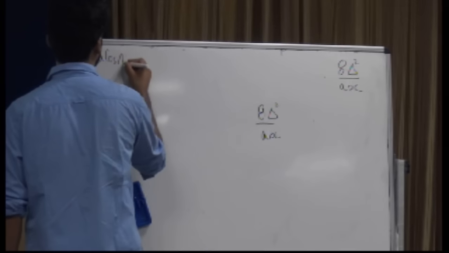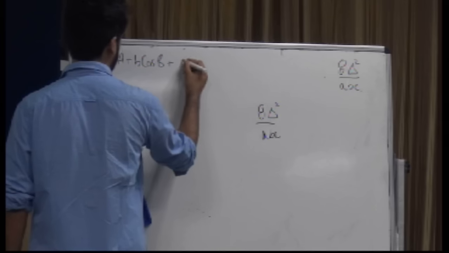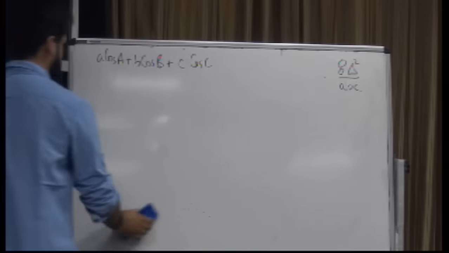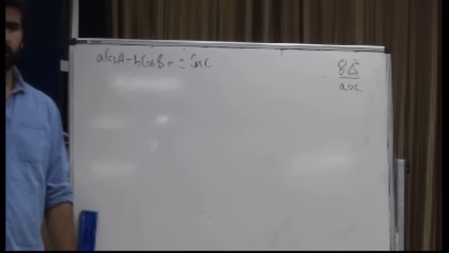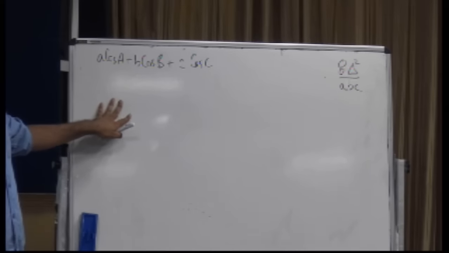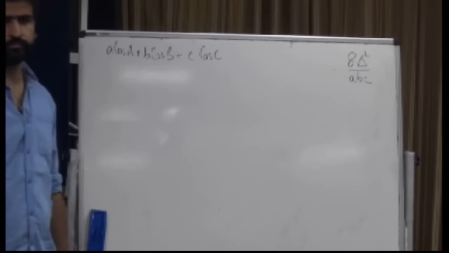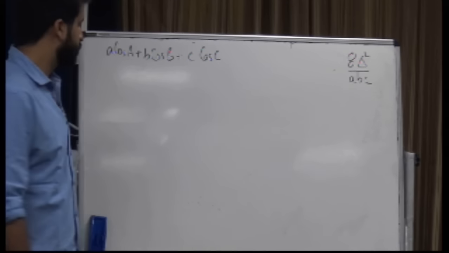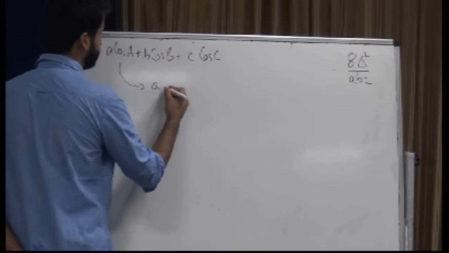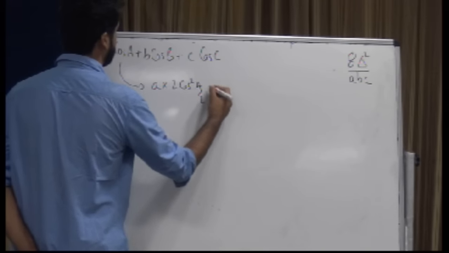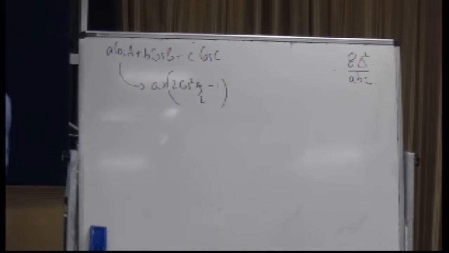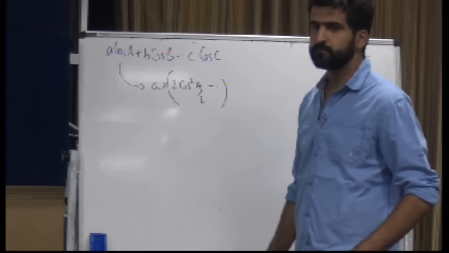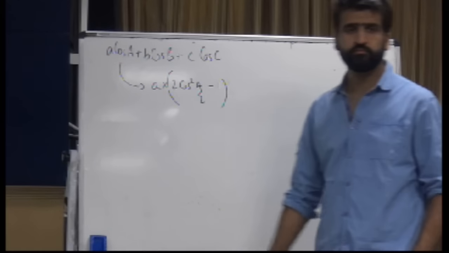We have a cos A plus... okay. We can use cosine rule or the half angle rule. How will you use the half angle rule? So cos A can be written like this: 2 cos square A by 2 minus 1. Understood? The formula for cos 2 theta is cos square theta minus sin square theta. So this becomes 2 cos square theta minus 1. So what is the value of cos A by 2? Half angle formula.